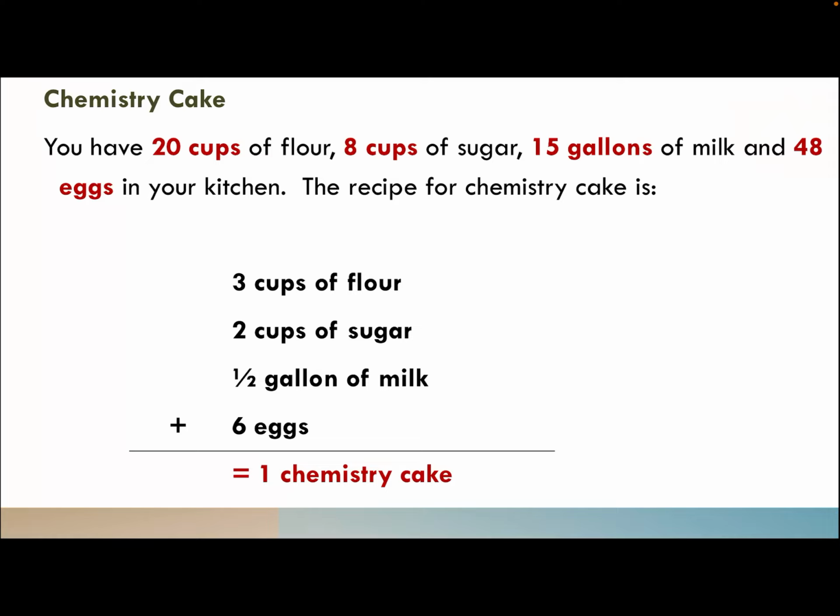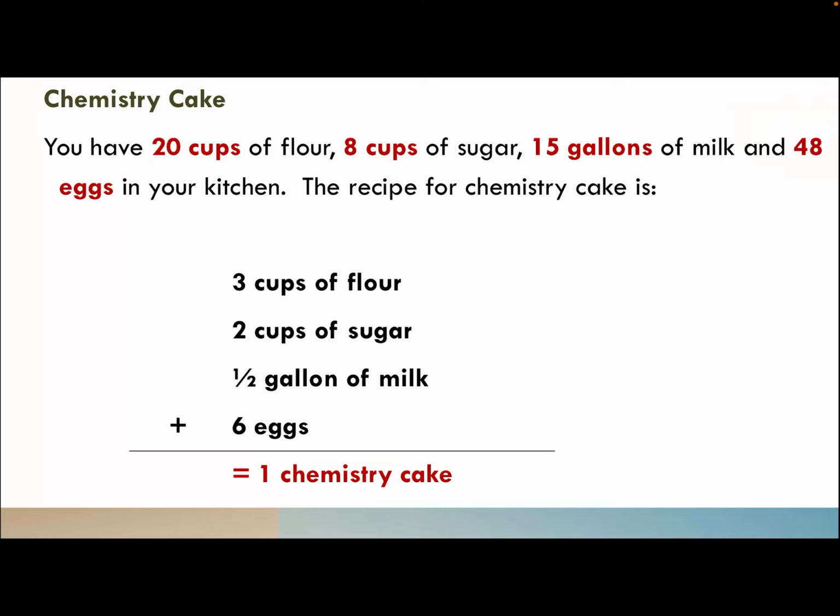And you have in your kitchen 20 cups of flour, 8 cups of sugar, 15 gallons of milk, and 48 eggs. You have a really big kitchen and you just decided to fill it up with lots of random ingredients. And so the recipe for our chemistry cake is going to be 3 cups of flour, 2 cups of sugar, a half gallon of milk, and 6 eggs. And this will make our chemistry cake.